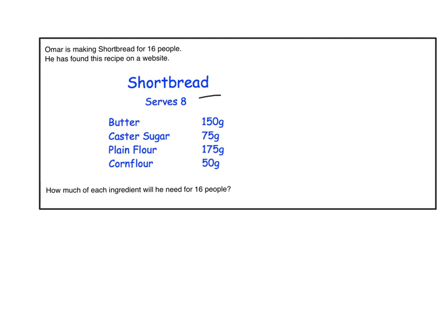So we don't want to serve 8 people, we want to serve 16 people. So I need to think, well, how do I get from 8 to 16? So 8 times what is 16? So do it backwards. 16 divided by 8 is 2. So I'm timesing by 2. So that's what I have to do to each of these ingredients as well. I have to times them all by 2.